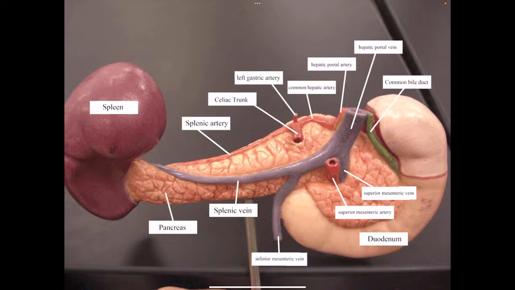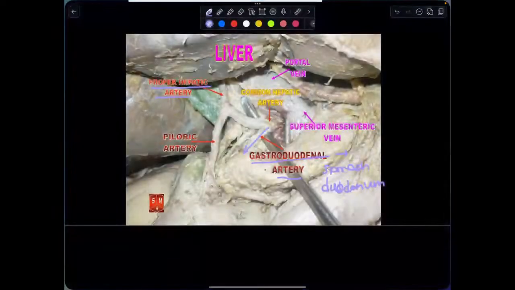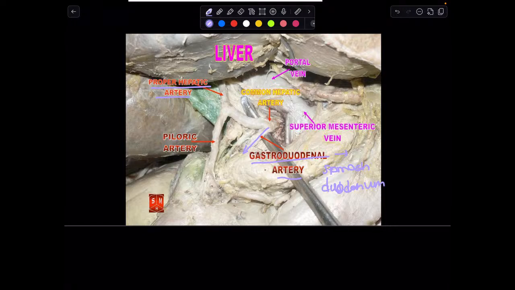Okay, and the common hepatic artery, how is this involved in things? The common hepatic artery supplies oxygenated blood to the liver, gallbladder, stomach, and part of the duodenum. It's a branch of the celiac trunk and divides into the proper hepatic artery, which goes to the liver, and the gastroduodenal artery, which supplies the stomach and duodenum. Wow, I'm so confused, dude. We have to go through it again.